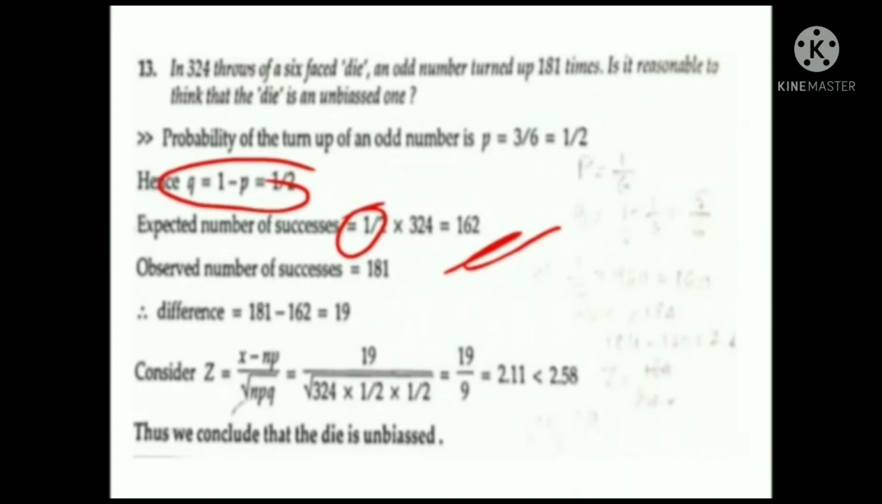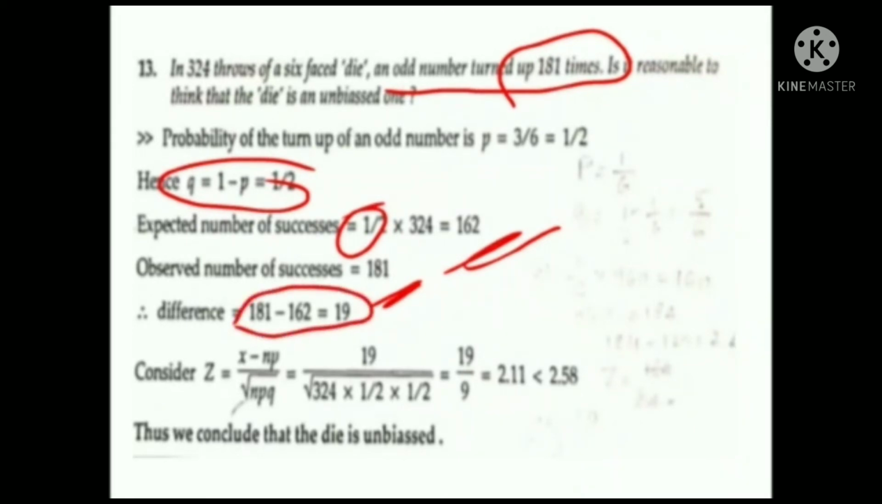Expected success of proportions. Now let us see what is observed. Practically, how many times did we succeed? It says that an odd number turned up 181 times. 181 times we got successful. So what is the difference between these two, which is going to be our numerator for the test statistic? The difference between these two is 19.